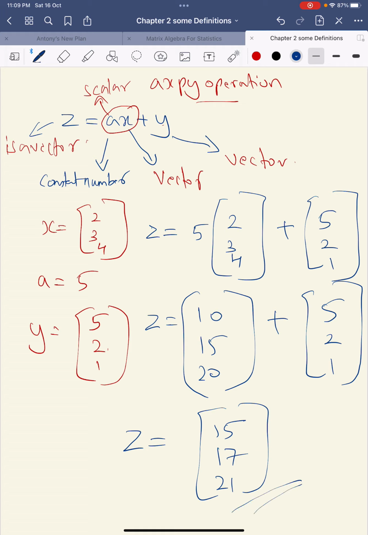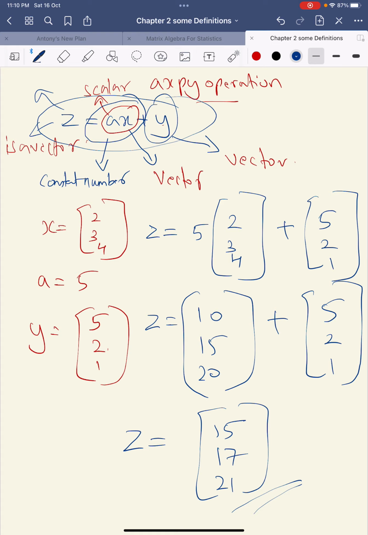Just remember that format from the linear equation. The constant remains the constant, a is a, but x becomes a vector and y also becomes a vector. So the result, z, is also a vector. Important to keep in mind is that you follow this procedure: you first always multiply the scalar with your x vector and then add the y vector to get the resulting vector z.